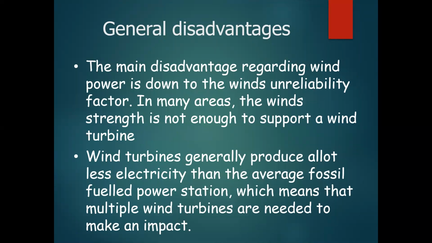The general disadvantages: the main disadvantage is the unreliability of the wind, because wind is not always there. You cannot guarantee that there is always wind and there is always electricity being produced. So we must rely on a spare electric supply in case the wind is not there. Wind turbines generally produce a lot less electricity than the average fossil fuel power station, which means that multiple wind turbines are needed to make an impact.